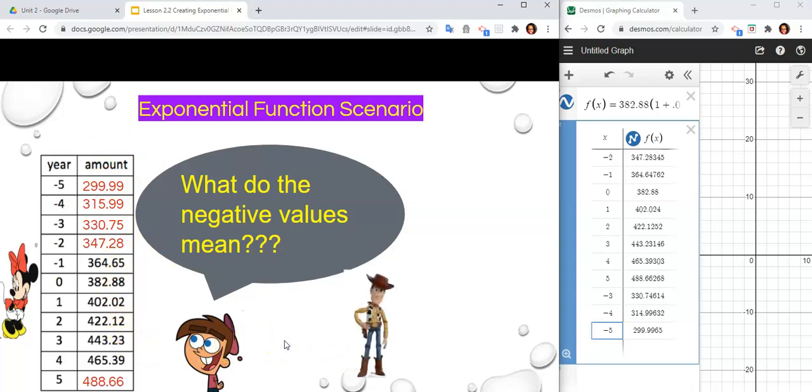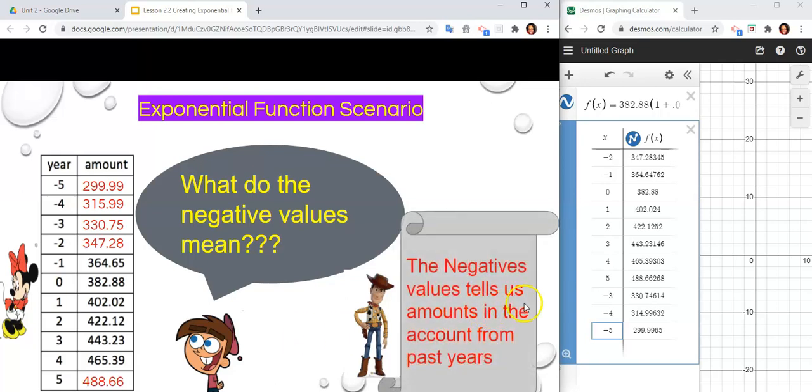All right, so Woody stepped in, and Woody said, Timmy, I have an answer to your question. And the negative values tells us the amount the account has from the past years. Okay, all right. So now we've kind of listened to Timmy and Minnie and Woody, and we understand how important rates and exponential equations kind of grow. We understand how to figure out these amounts based off of the equation using Desmos and things like that. So we're going to go and try some on our own. All right, and we're going to come back tomorrow and discuss that.